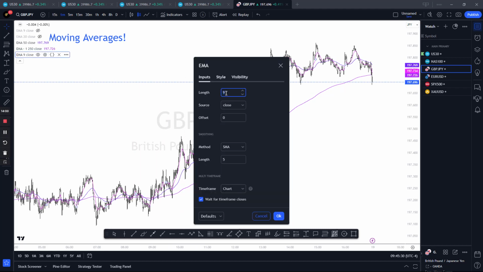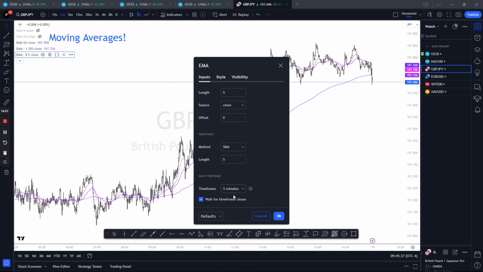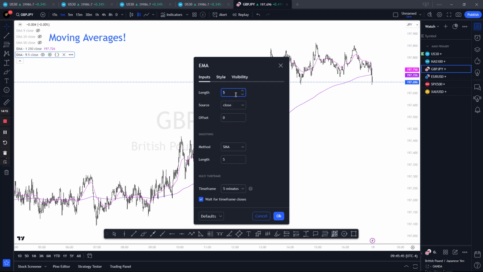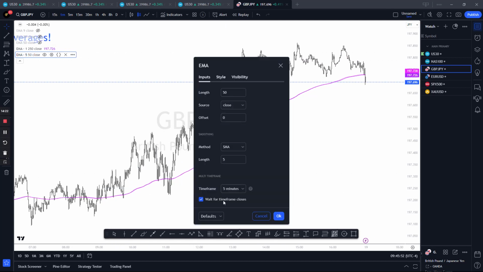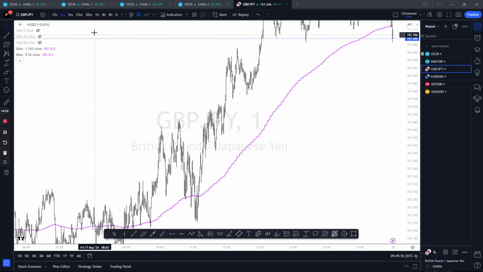So let's compare the 5 minute 50. You'll see there's a slight variation here. Now, let's see the 50 here. It's very close, but these little details, when you're talking about staying in and out of moves, are pretty important.